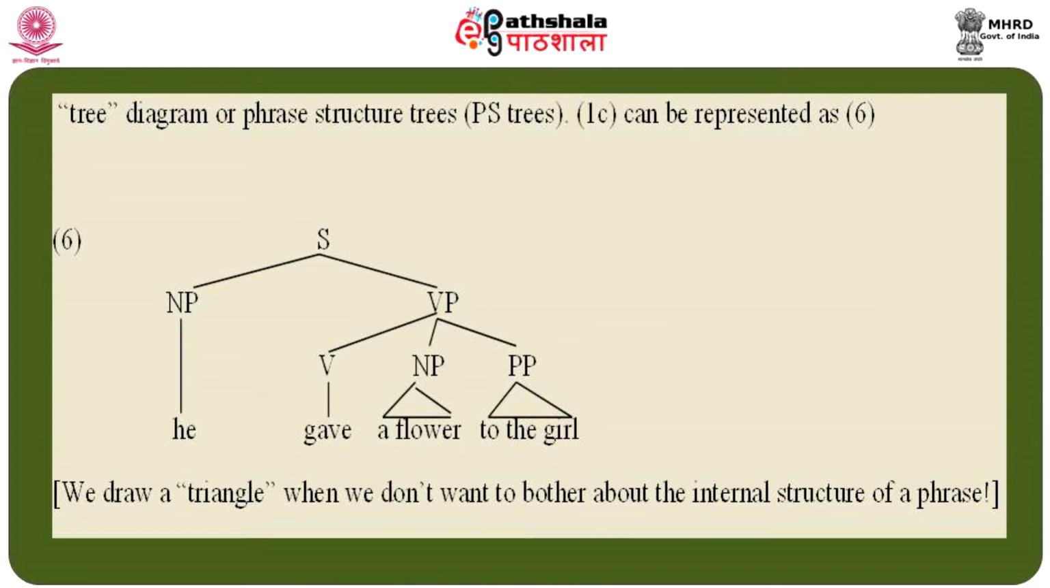The phrase structure tree has triangles which are written when we don't want to bother about the internal structure of a phrase. For example, to the girl, we do not want to analyze its internal structures: to, and then the girl, the and girl.